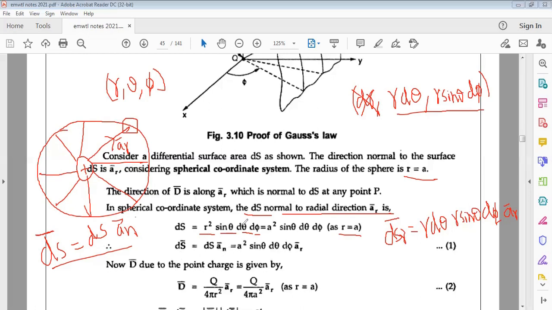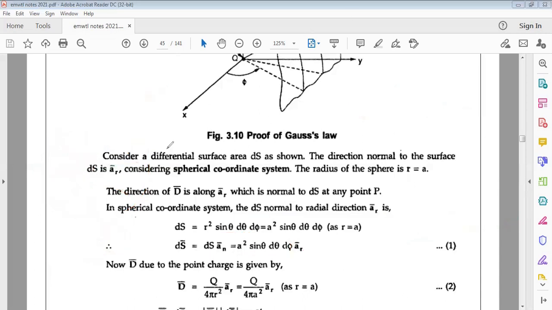What is the dS we have? R square sin theta d theta d phi, and we are taking along the an, and an is nothing but the AR bar direction. Okay, AR bar direction only. So dS bar is equal to a square sin theta d theta d phi AR bar. Got it, my dear students?